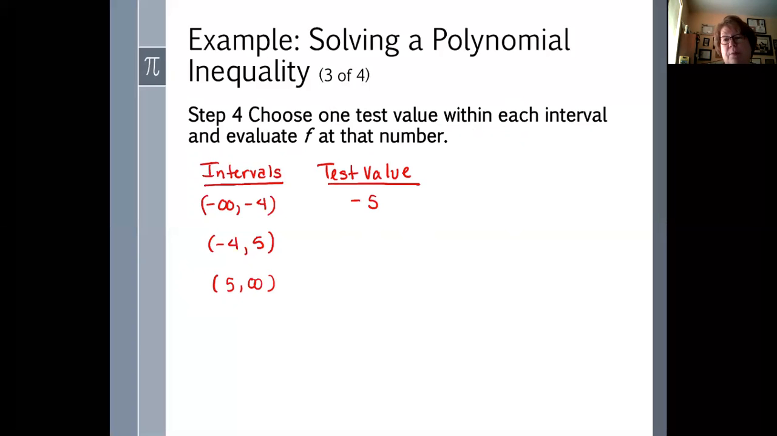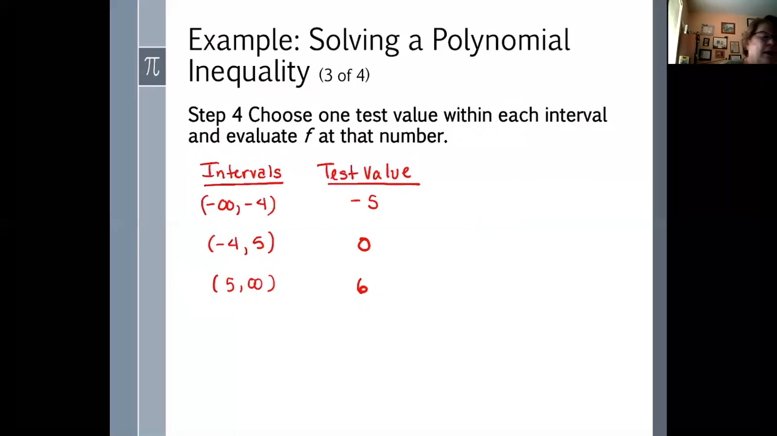Then I need to choose a point between negative 4 and 5. And honestly, the easiest point to choose in that interval would be 0, because 0 would be between negative 4 and 5. So I'm going to choose 0. And then I need to choose a test value in the interval from 5 to infinity. So any number that's to the right of 5 would be in that interval. So perhaps I choose 6.